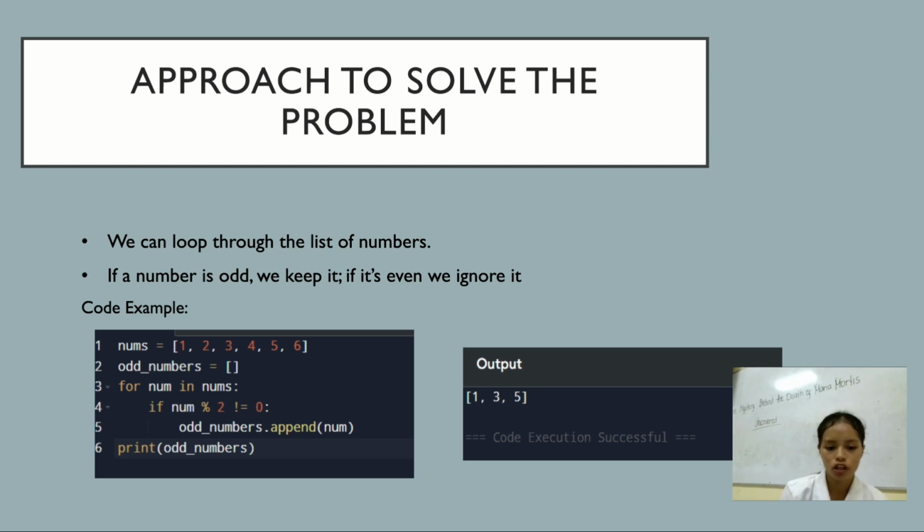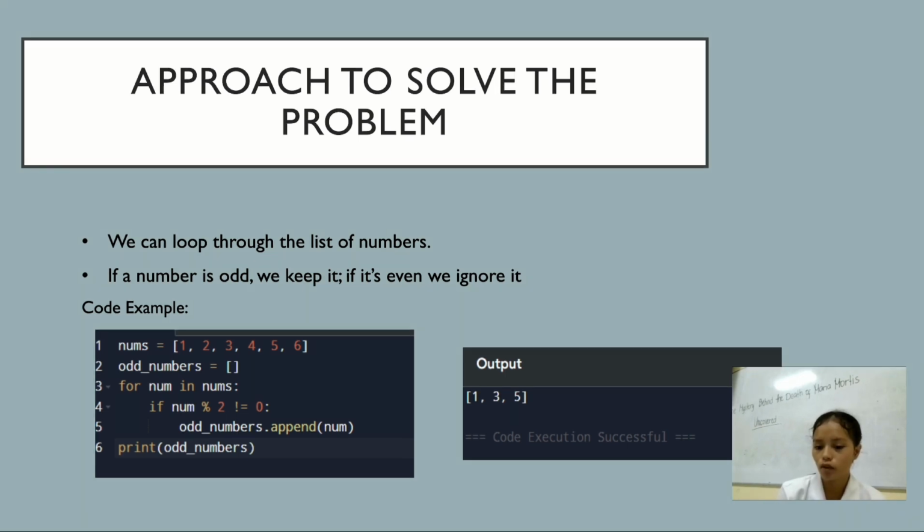nums equals 1, 2, 3, 4, 5, 6. odds equals an empty list, for num in nums, if num modulus 2 equals 0. So, this code takes a list of numbers, iterates through it, and extracts the odd numbers by checking if each number has a remainder when divided by 2. That is, if num modulus 2 equals 0. The odd numbers are added to a new list, which is then printed at the end.